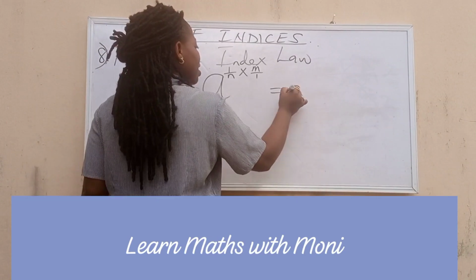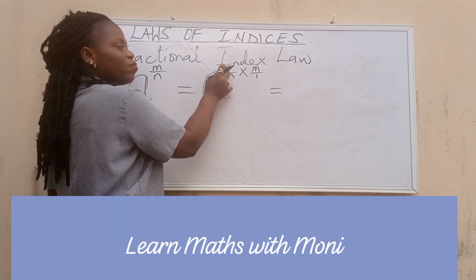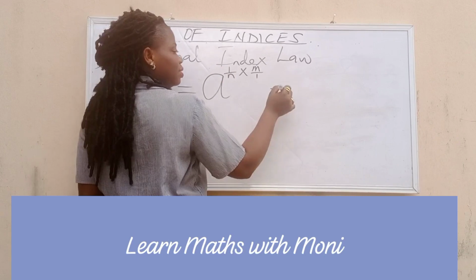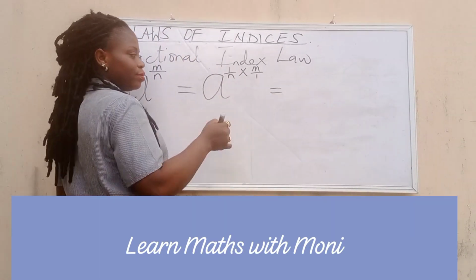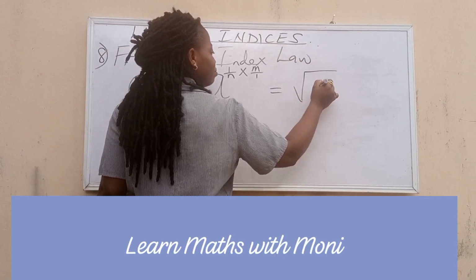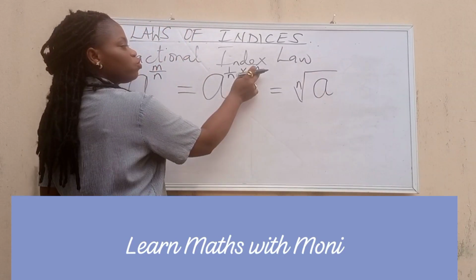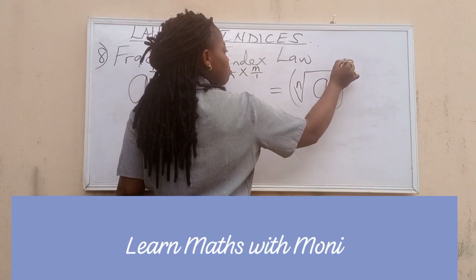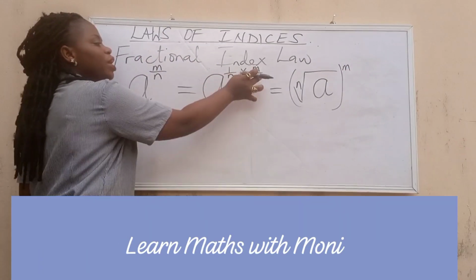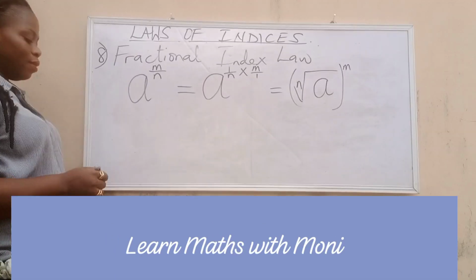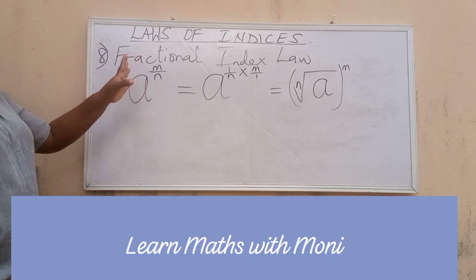This means I have, you remember, the root law says that when I have 1 over n, that means the nth root of a, the nth root of a raised to power m. That is the application of the fractional index law.